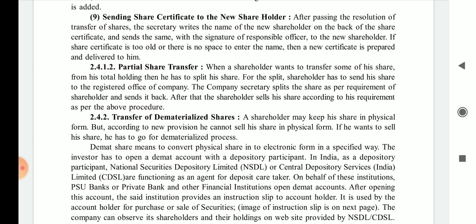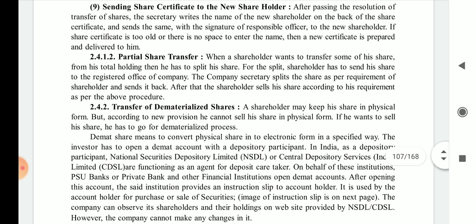The company secretary splits the shares as per the requirement of the shareholder and sends them back. The company secretary follows the procedure of splitting the share and sends it to the person as per his requirement. After that, the shareholder sells his share according to the requirement, as per the above procedure. After splitting of the share, the procedure of the share transfer as above, which we have learned earlier, can be followed.